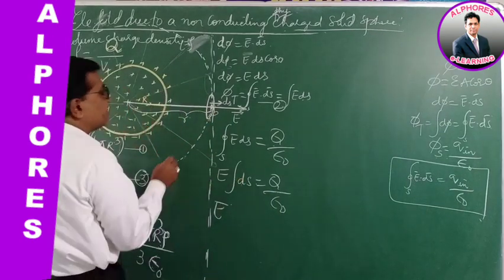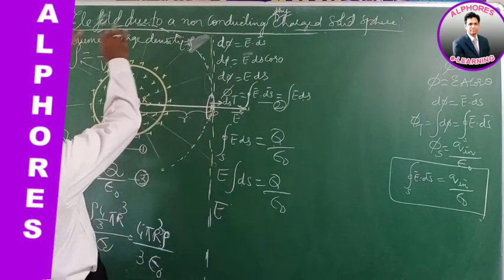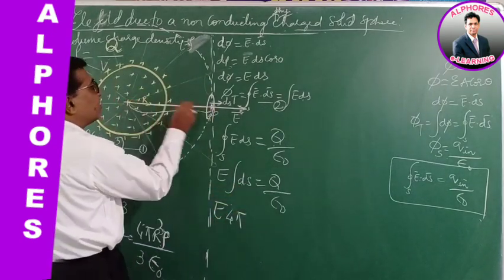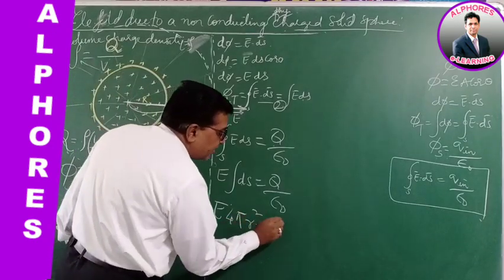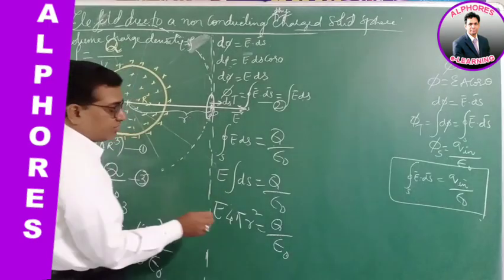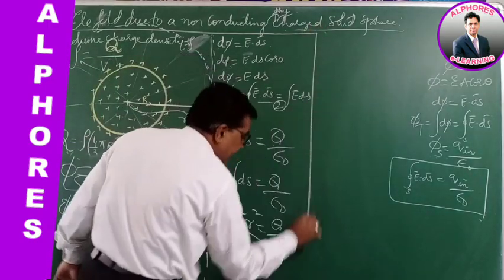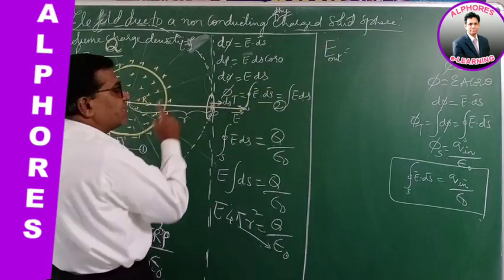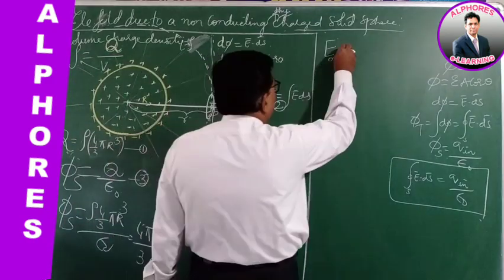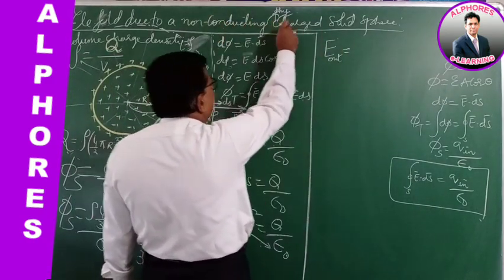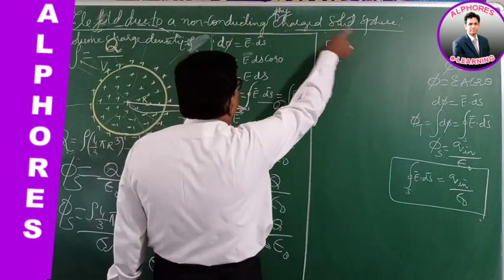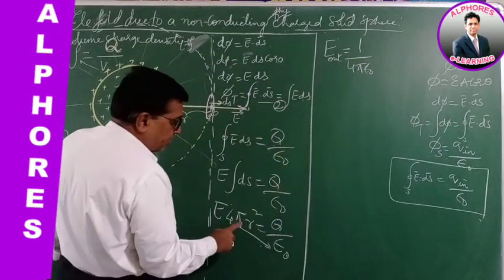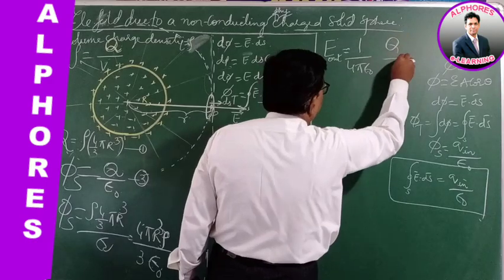The integral of ds is the total surface area of this spherical Gaussian surface, 4 pi r square, where r is the radius of the Gaussian surface. So E times 4 pi r square is Q by epsilon naught. Taking that to the other side, the electric field at a point outside the sphere, due to a non-conducting charged solid sphere, is 1 by 4 pi epsilon naught, capital Q by r square.